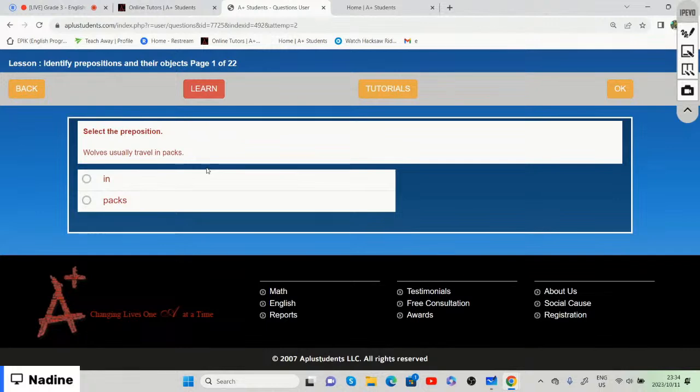All right, so if I select the preposition, then we can say it is in. It is in, and packs is our object of preposition.